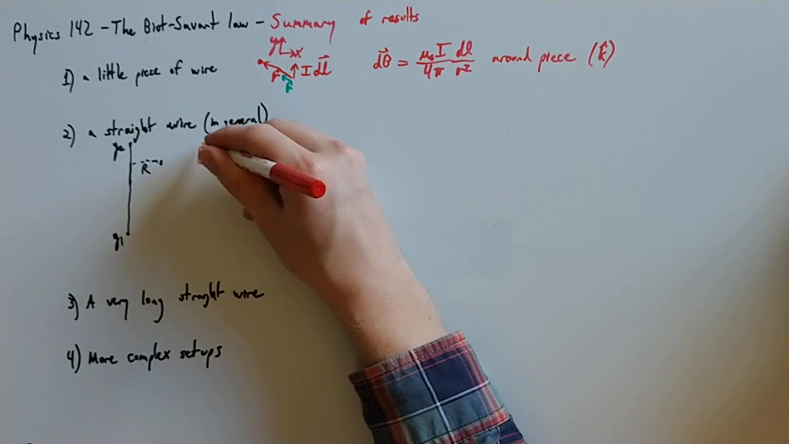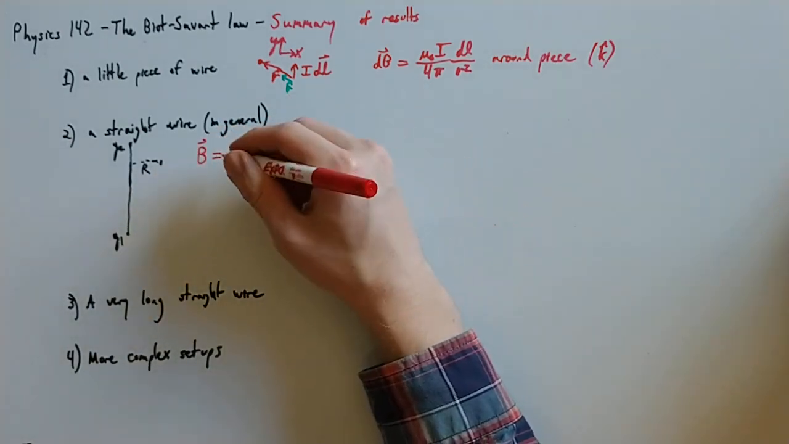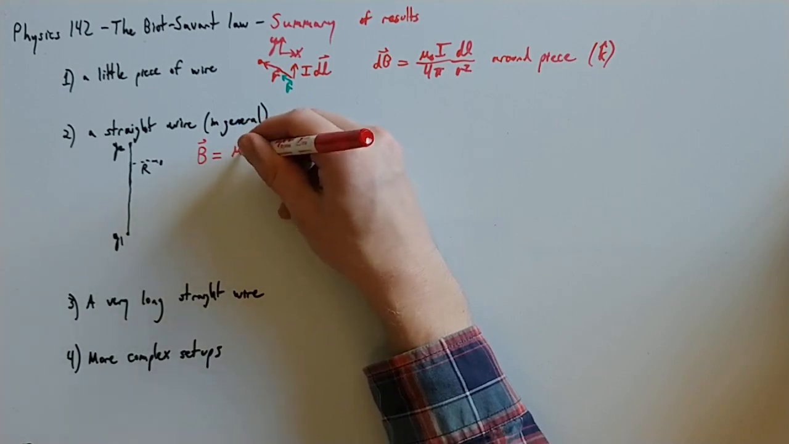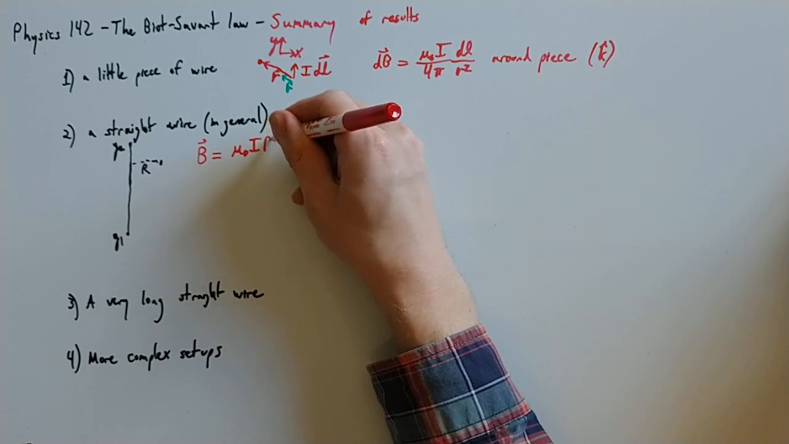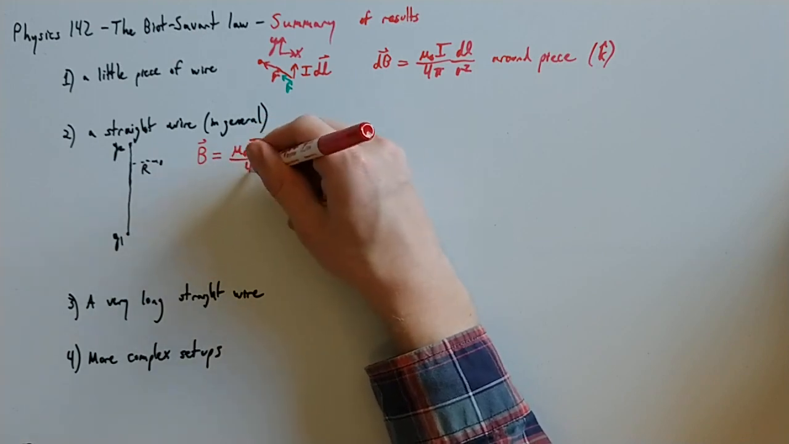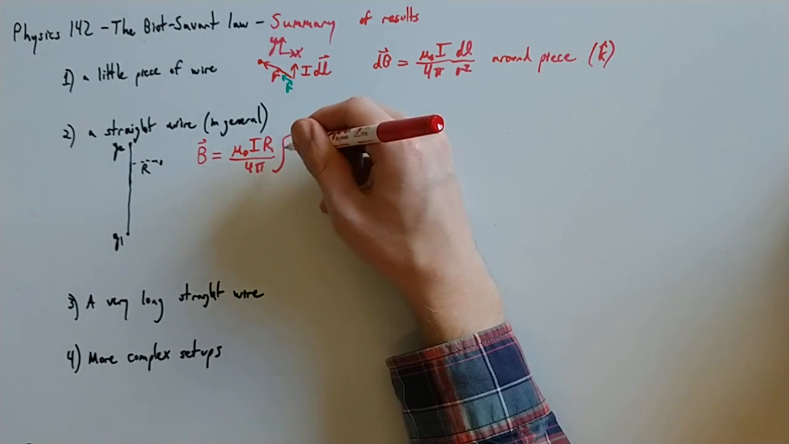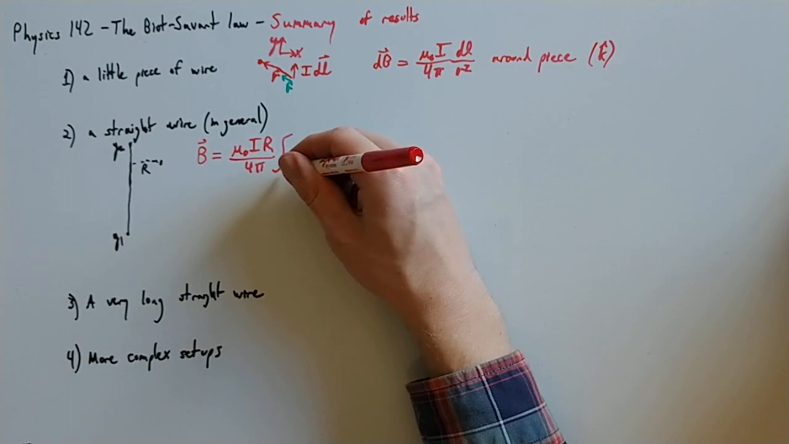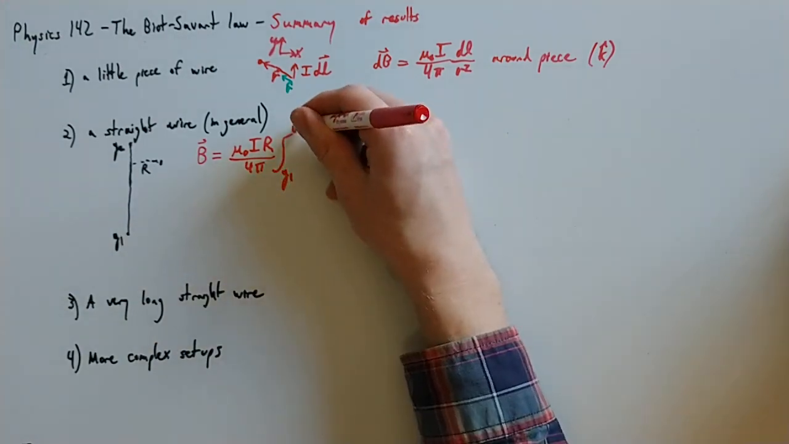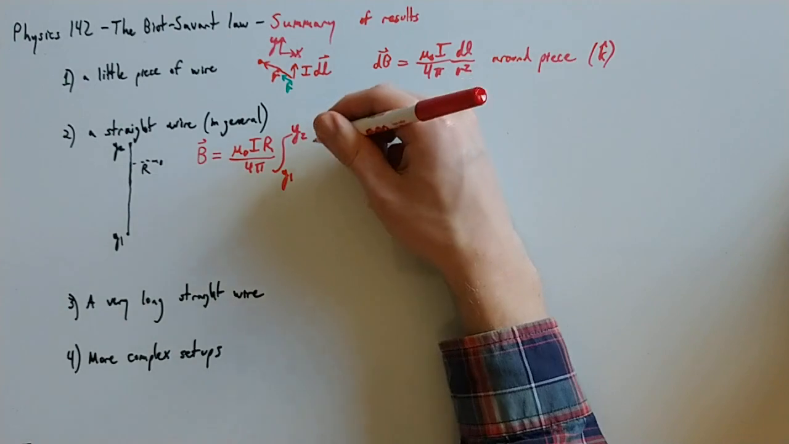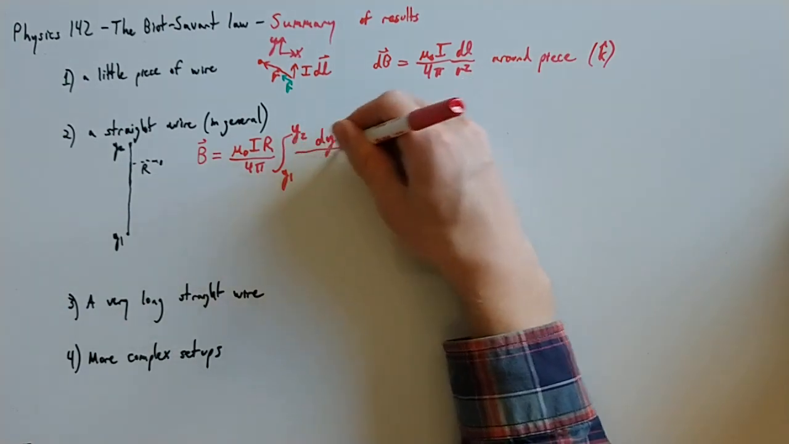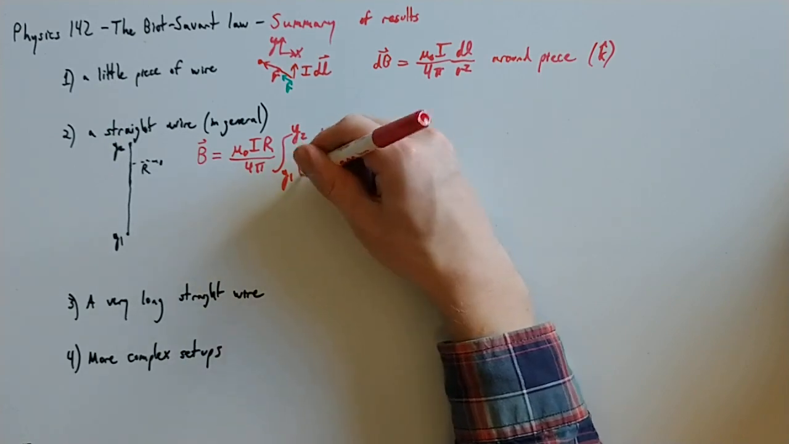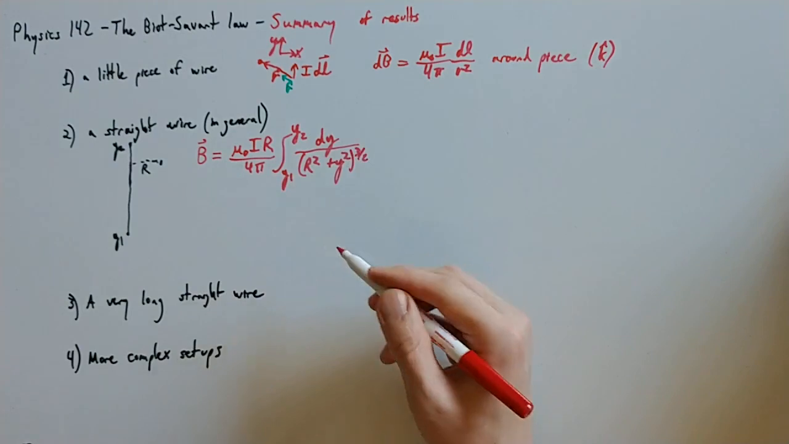But the result that we ended up working out from the Biot-Savart law is that the magnetic field was mu naught times I times big R divided by 4 pi times this integral. Our limits of integration before were y1 equals minus a and y2 equals a, but now I'm just going to put them in as more generic, y1 and y2. Inside the integral we had a dy over big R squared plus y squared to the 3/2 power.